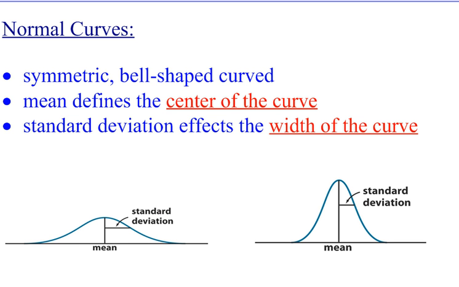The mean is defined as the center of the curve, so the mean will be in the center because it's normal. Remember how we said the median and mean would be in the same spot? And the standard deviation affects the width of the curve. So in both of these, the mean is in the middle. Notice that. The standard deviation is how far away something is from the mean.